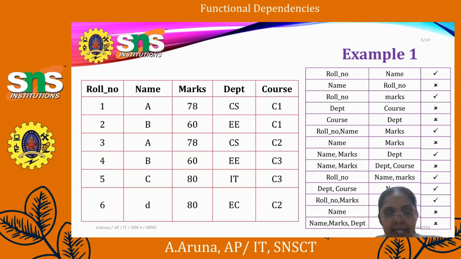One is roll number, name, marks, department, and course. Here I have a dependency. Roll number is my X component, and name is my Y component. Now let us see, roll number tends to name. In this case, roll number tends to name. Why am I marking it valid? Because all roll numbers are unique.